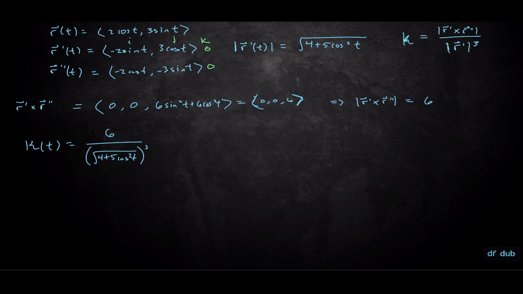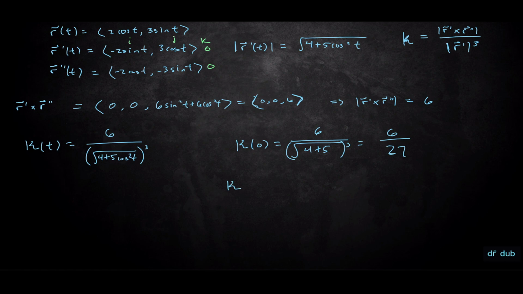So let's check this formula at a couple of points just to see what the curvature looks like. So the curvature at 0 is on the side of the ellipse. The curvature at 0 would be 6 over the square root of 4 plus 5, cubed, which would be 6 over 27. So the curvature at the side is 6 over 27.